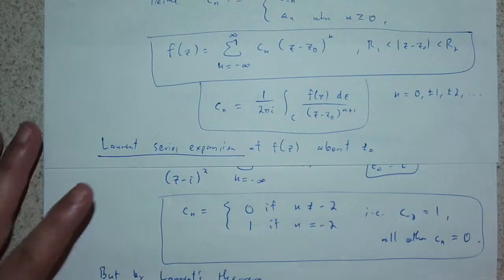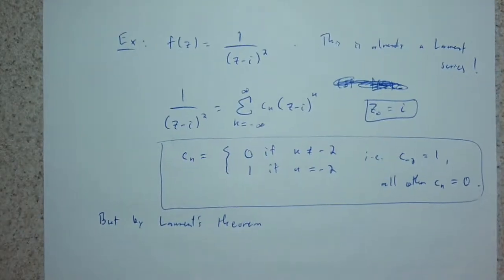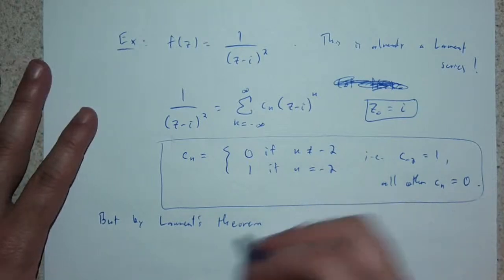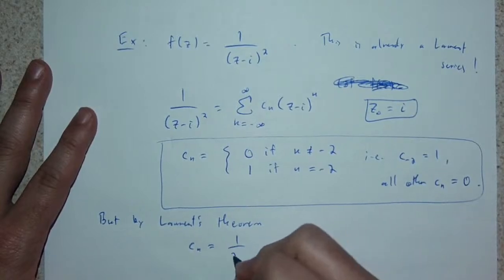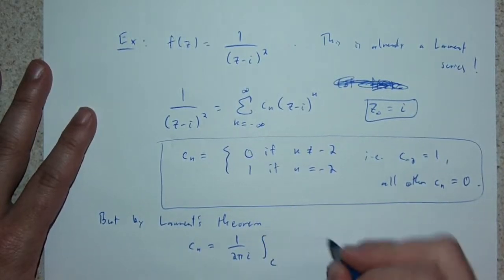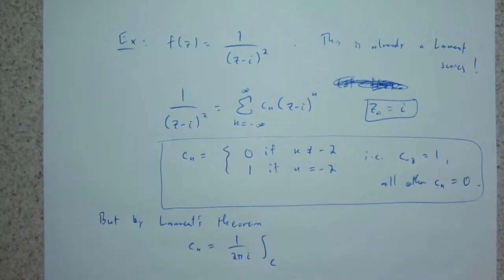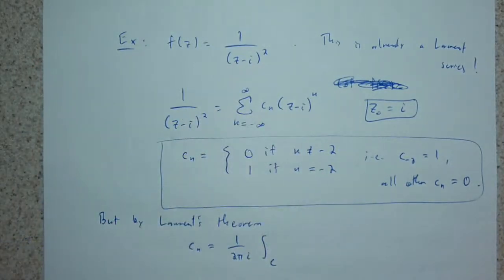And so, what does this tell me? Well, these c sub n's then have to be computed as 1 over 2 pi i of the contour integral of, in this case, my f, which is actually just 1 over (z minus i) squared.